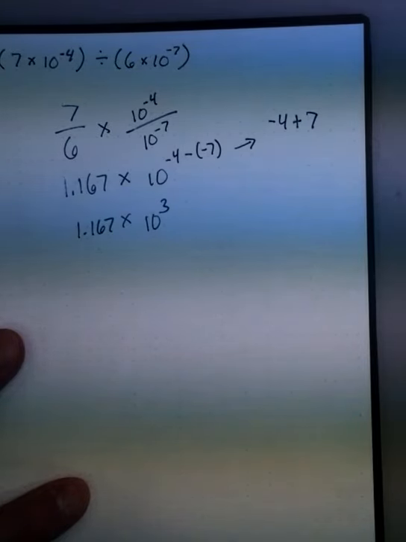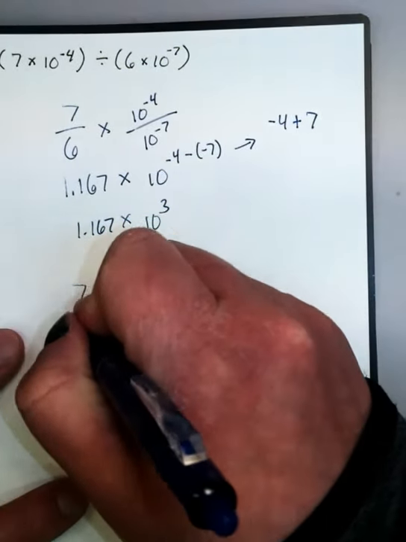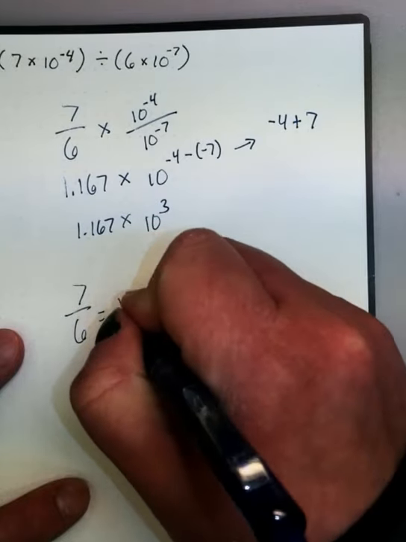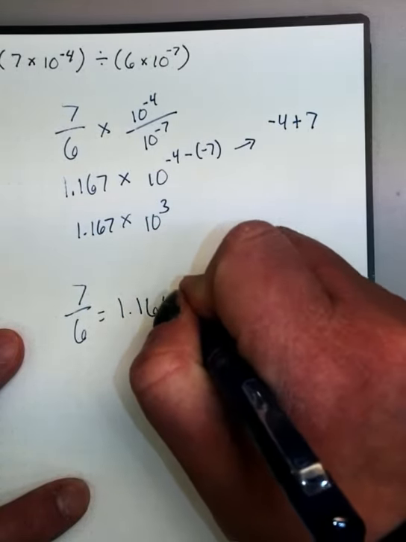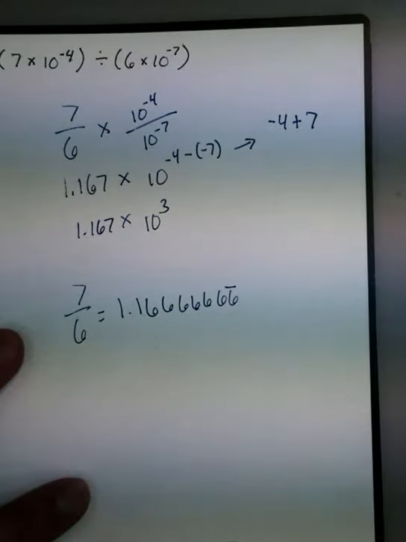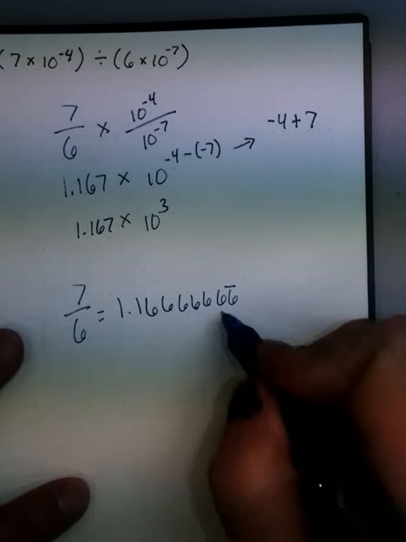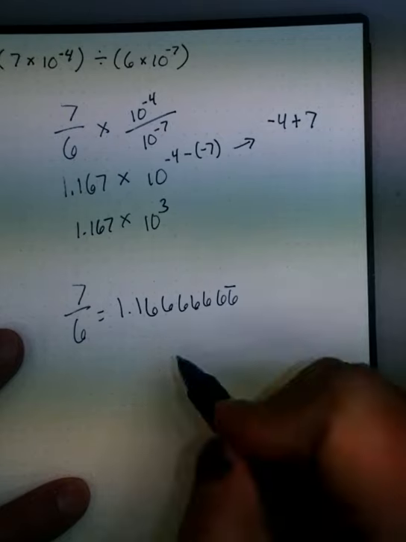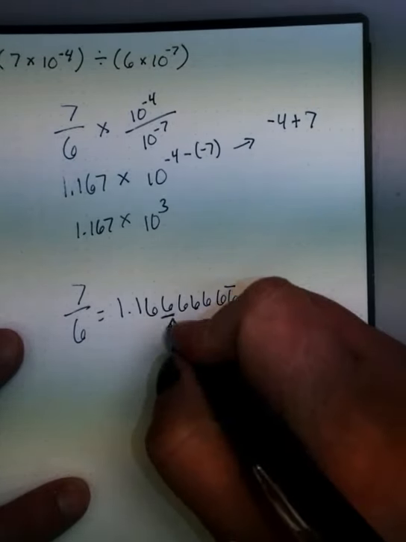Now some of you are probably wondering how I knew what place to round to. 7/6 is a rational number, but it goes on forever and ever and ever, and it never stops, but it's always this repeating 6. I just picked the thousandth place.